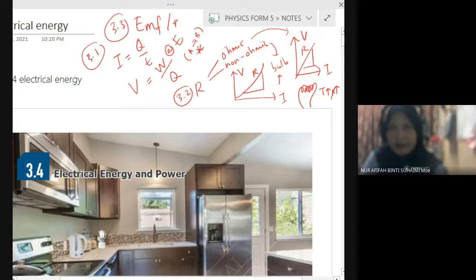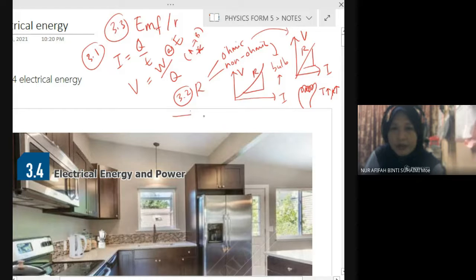And then we have internal resistance, which is the resistance inside the battery itself, the battery that we provide inside the circuit. That is internal resistance. The big R in 3.2 is for the other electrical components inside the circuit, maybe the resistance for the bulb or the resistor itself.